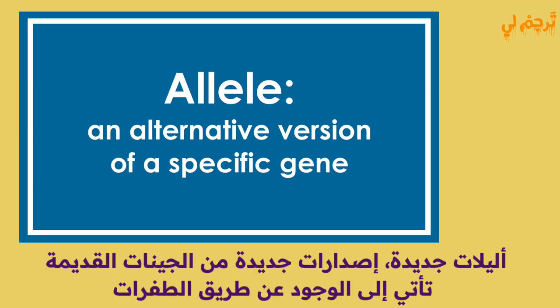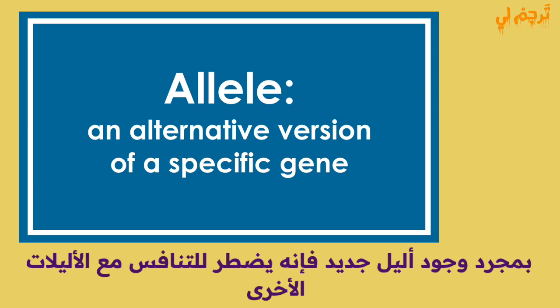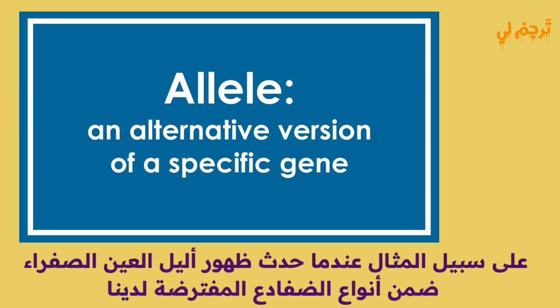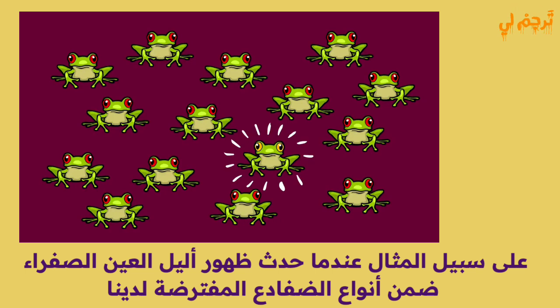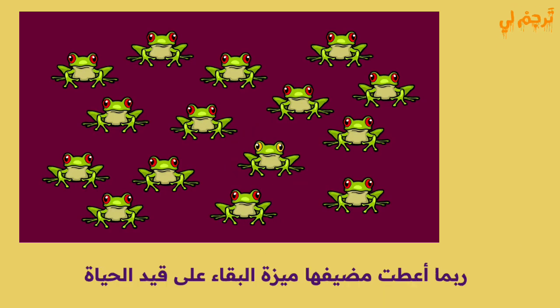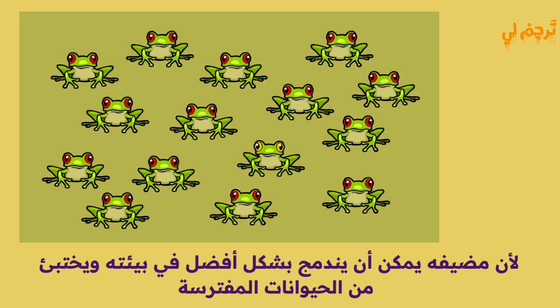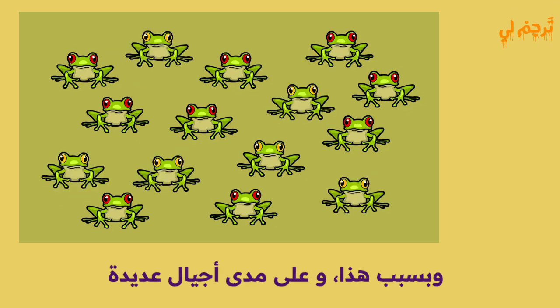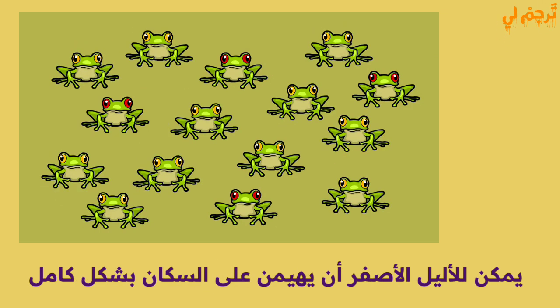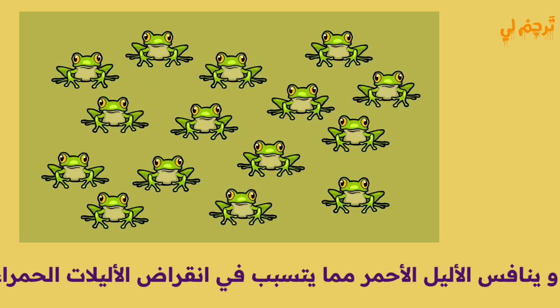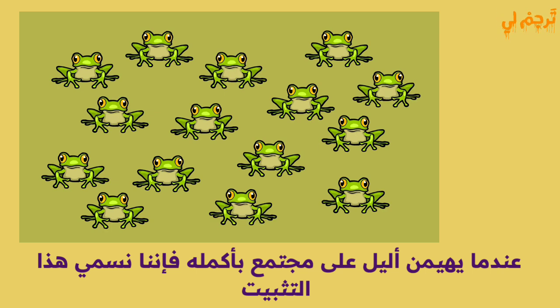New alleles, new versions of old genes, come into existence via mutations. Once a new allele exists, it is forced to compete with other alleles in the population. For example, when the yellow eye allele happened to emerge within our hypothetical frog species, it might have given its host a survival advantage because its host could better blend into its environment and hide from predators. Because of this, over many, many generations, the yellow allele could dominate the population, completely outcompeting the red allele, causing the red allele's extinction.